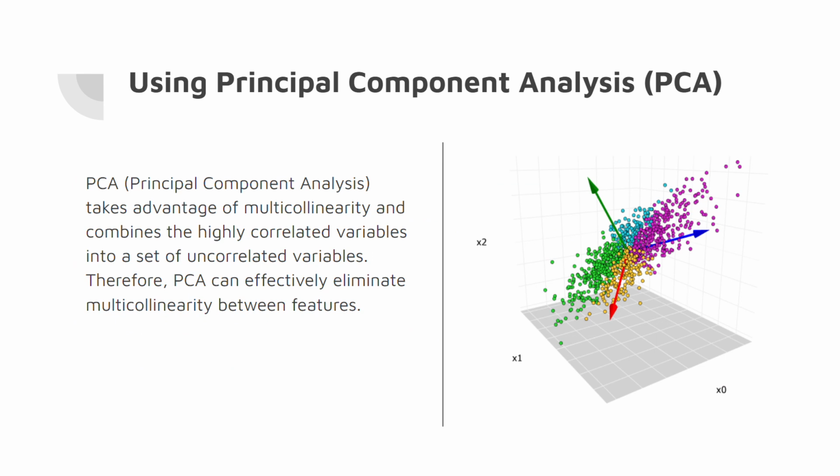Principal component analysis or PCA is a method that can be used to transform the original predictor variables into a new set of uncorrelated variables known as principal components. These principal components can then be used in the regression model instead of the original predictor variables, hence reducing multicollinearity.